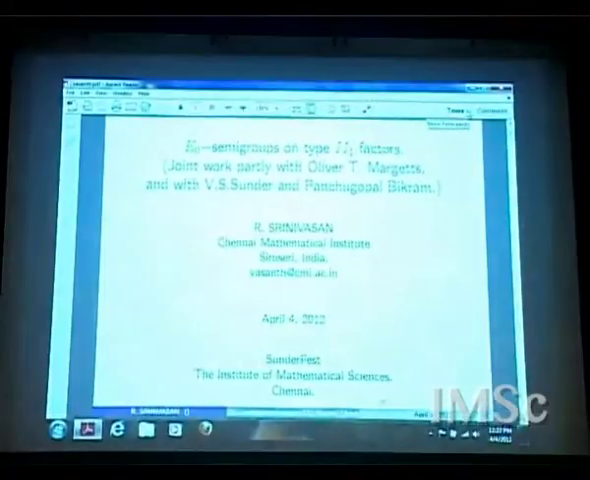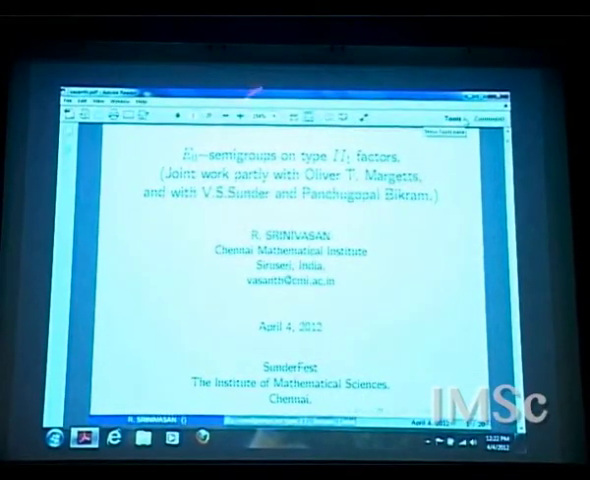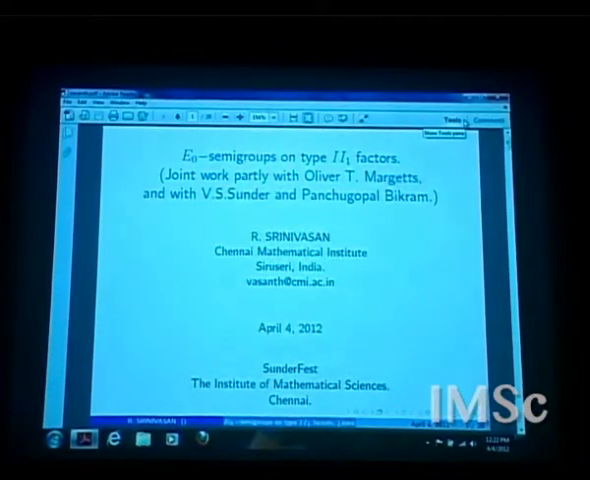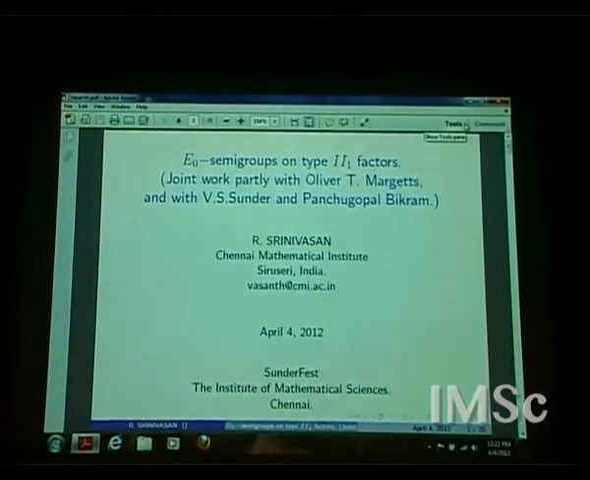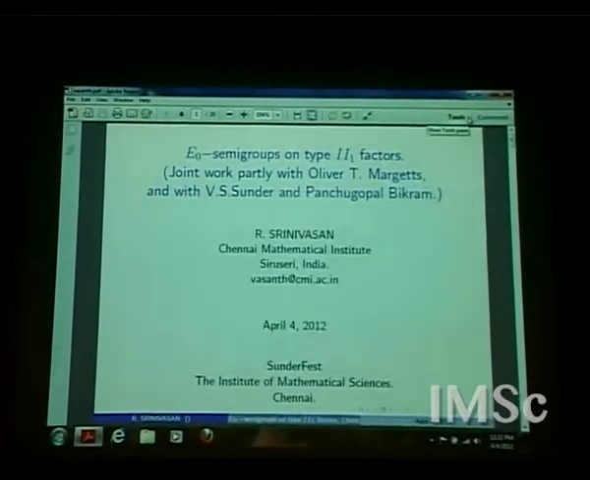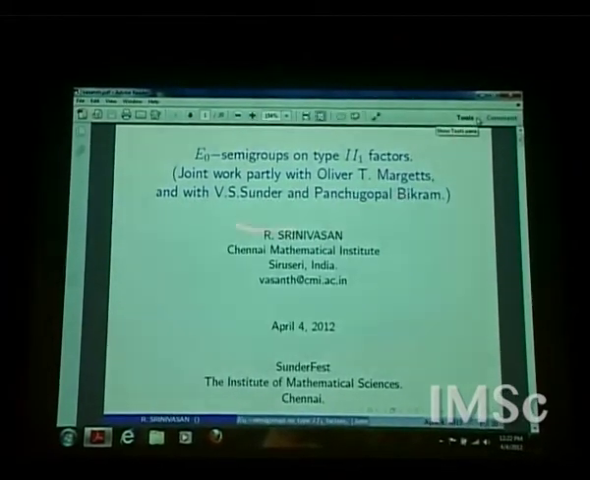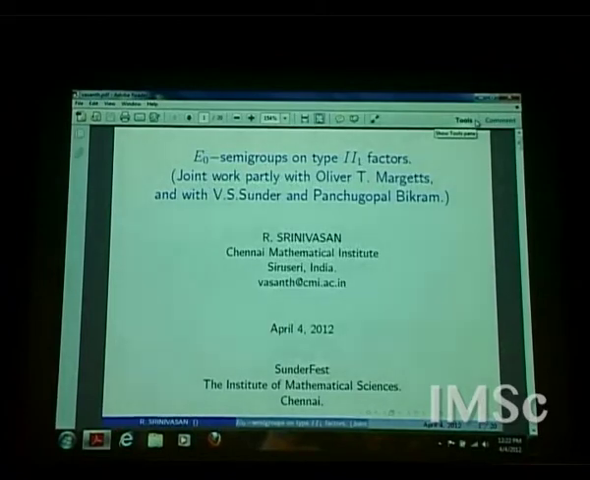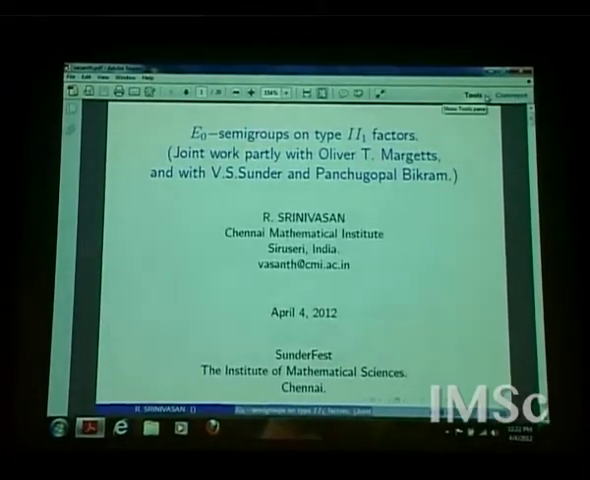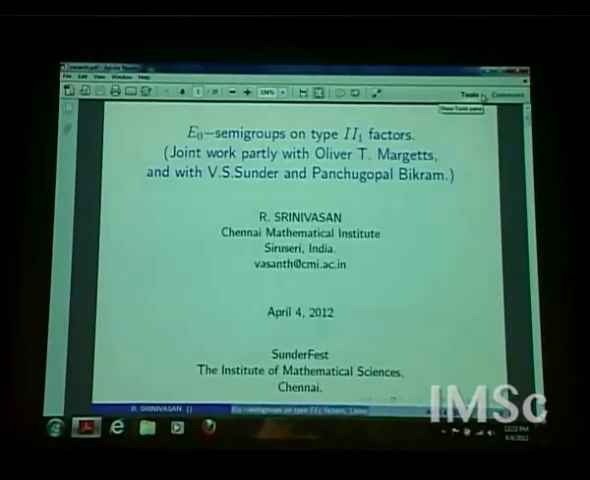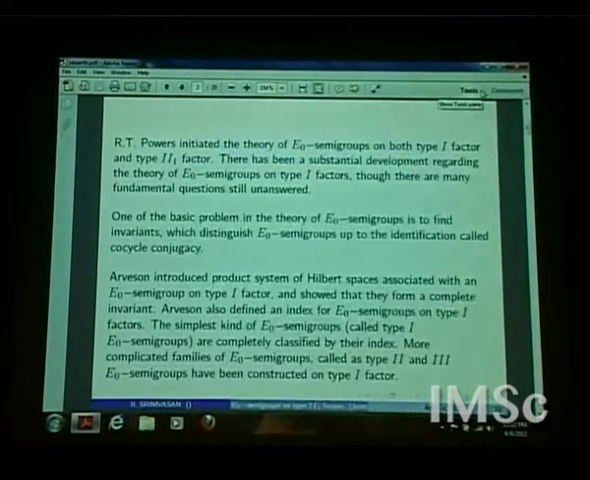So let me start. I'm going to talk about some objects called E0 semigroups on some other objects called type II_1 factors. I will define all those things, and this is joint work partly with Oliver T. Margath, and with Sundar, and with Panju Gopal. I'm presenting two works here.